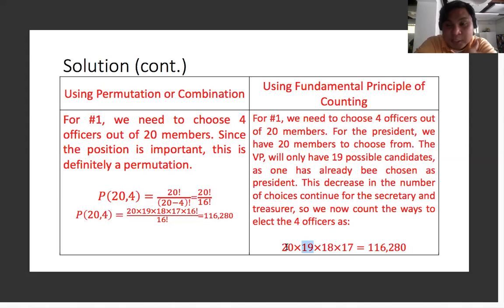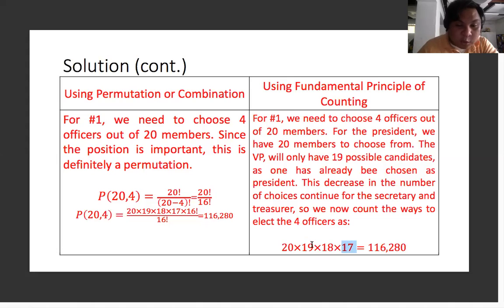And this is very, very important because, as I mentioned, permutations require you not to have repetitions. So there are 19 people left to be chosen as vice president. Then after you've chosen a president and a vice president, you're going to elect a secretary, which only gives you about 18 people to choose from. And then finally, once you've chosen a secretary, that brings you to the last position, which is the treasurer. That only gives you 17 more people to choose from.